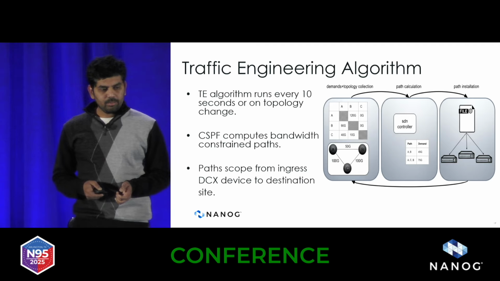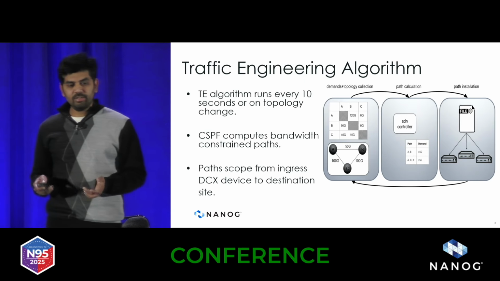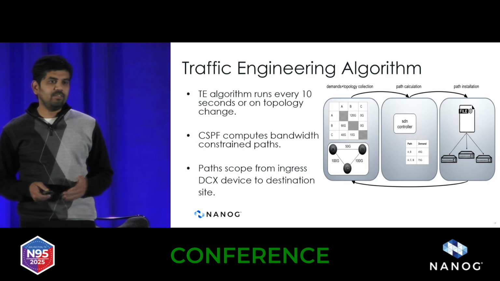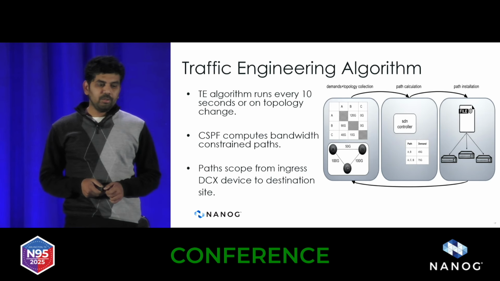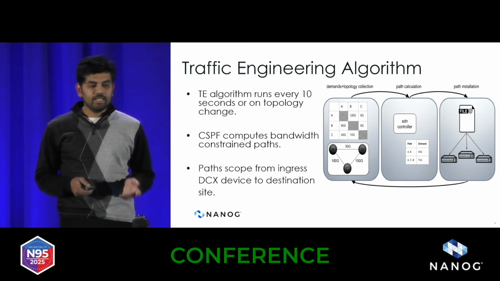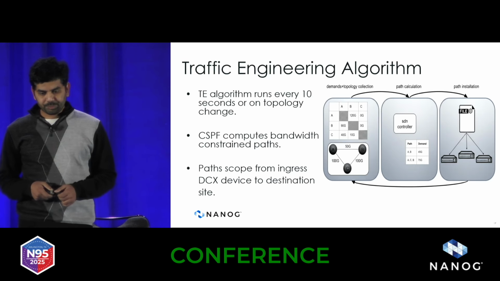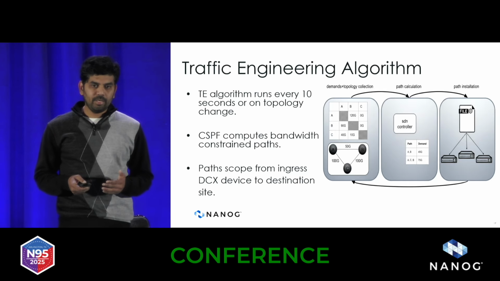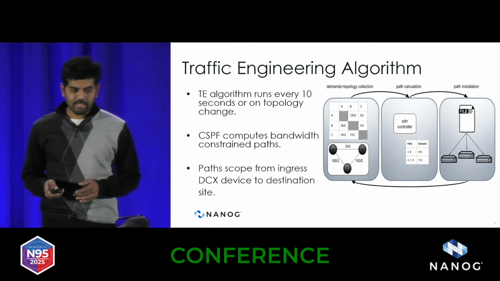We run the algorithm every 10 seconds, and most of the time it takes less than 5 seconds to complete. That satisfies our use case. We use CSPF, the constraint being the bandwidth, and it computes a path for every traffic demand as long as there is capacity.